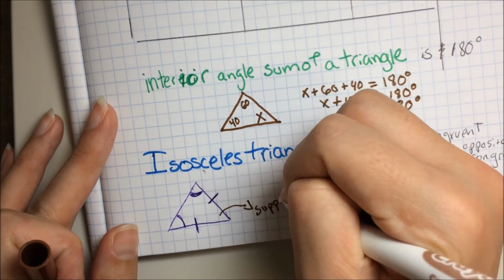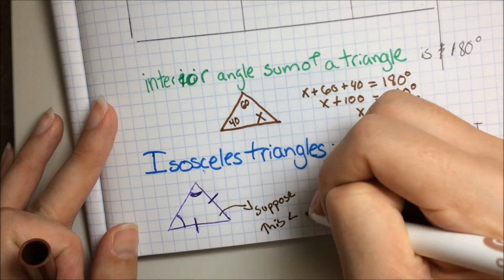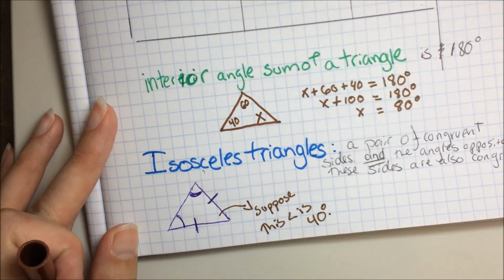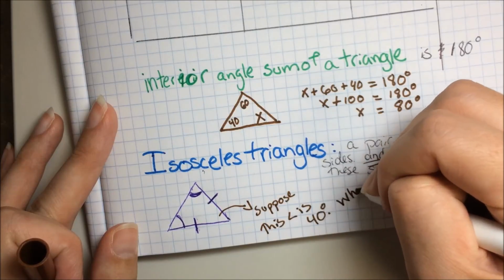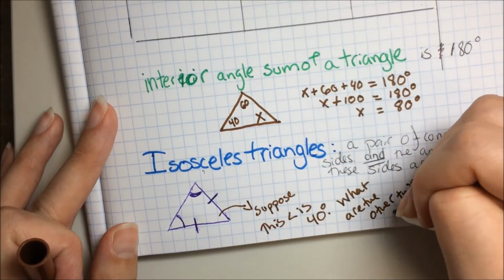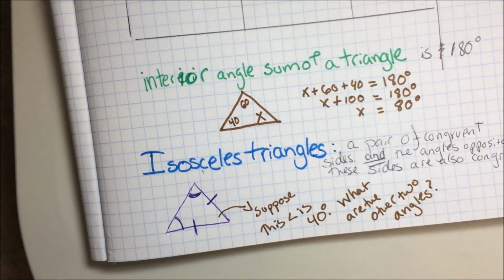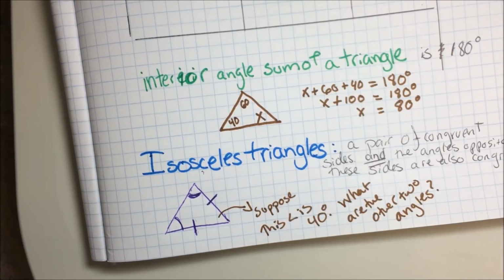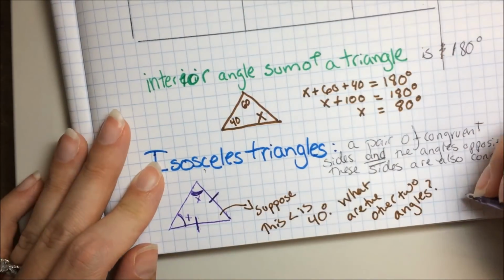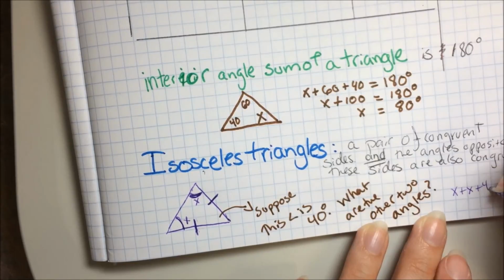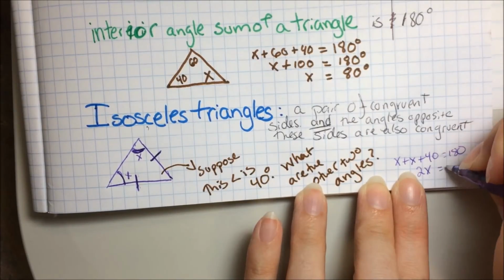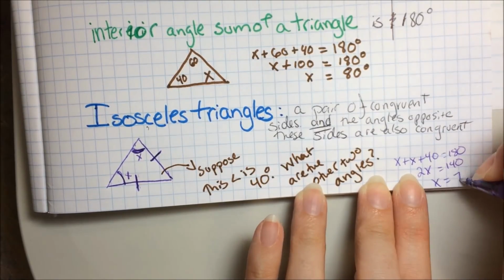And then they can do cool things, like they might say suppose this angle is 40 degrees. What are the other two angles? Okay, so that's kind of neat. We know the other two angles are equal in measure, so we can call them both x. And we know that 2x plus 40 equals 180. So 2x is 140, so x is 70.